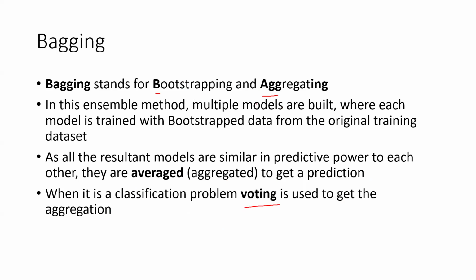For different sample data sets, you have different machine learning models. When it comes to a classification problem, all the machine learning models are voting for the outcome. If this one votes for 1 and this one is also voting for 1 and this one is voting for 0, the final vote result would be 1, because 2 are voting for 1 and 1 is voting for 0. This is how the voting works in the bagging technique.